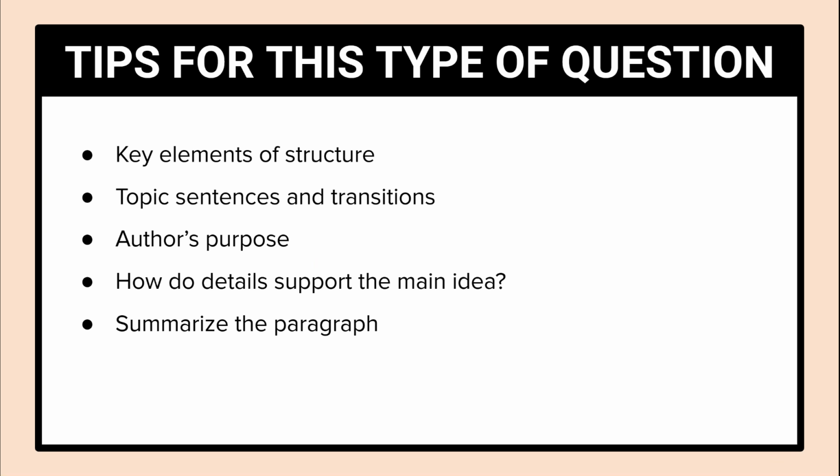The second one, topic sentences and transitions. This one's pretty important because topic sentences, usually at the beginning of a paragraph, give clues to the paragraph's main idea. And transitional words like however, in addition, or for example signal shifts in purpose or emphasis. If you're able to recognize these, they can guide you to understand how these ideas are connected.